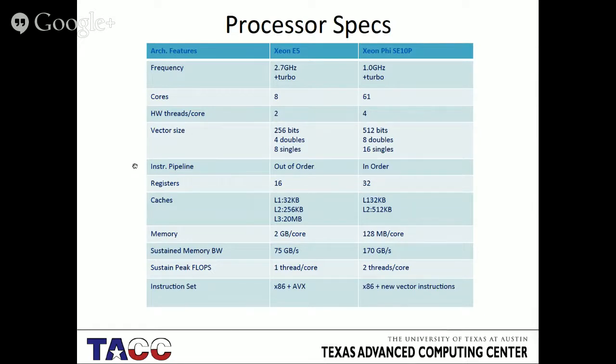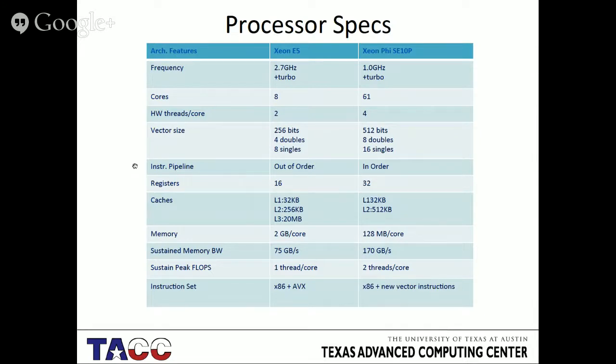So this is a card plugged into the PCI slot that has 61 cores. It also has what's called hardware threads, so it's similar to hyperthreading. So each core actually appears to the system as 4 cores. There are actually 244 cores available.